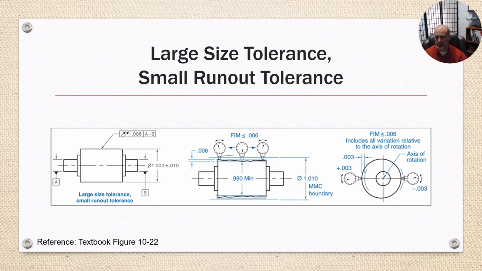Okay, here's a large size tolerance example with a small runout tolerance. We're holding this plus or minus 10. The cylinder has to be held to that, but our FIM on the outside diameter needs to be within 6 thousandths of movement. So you're only allowed 3 thousandths of wobble per side.